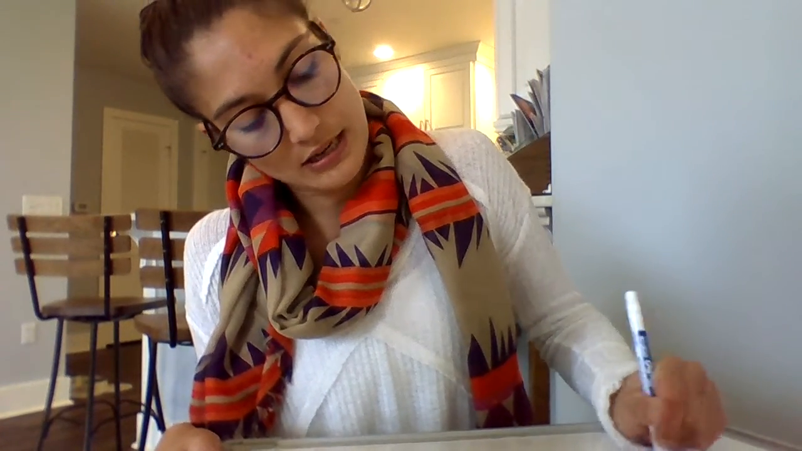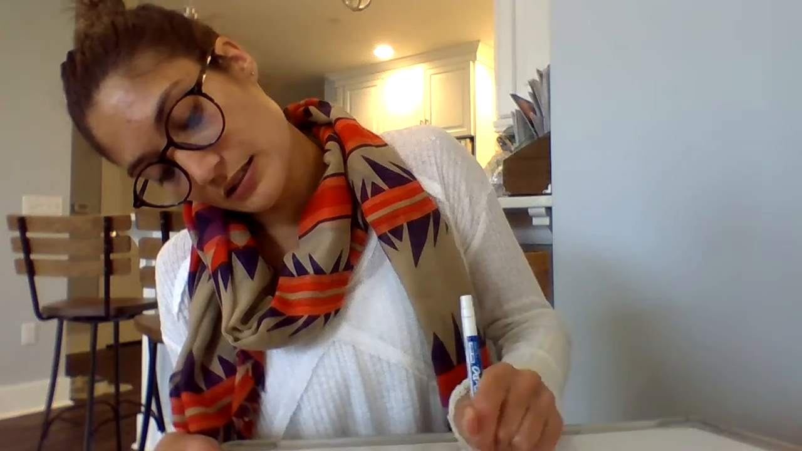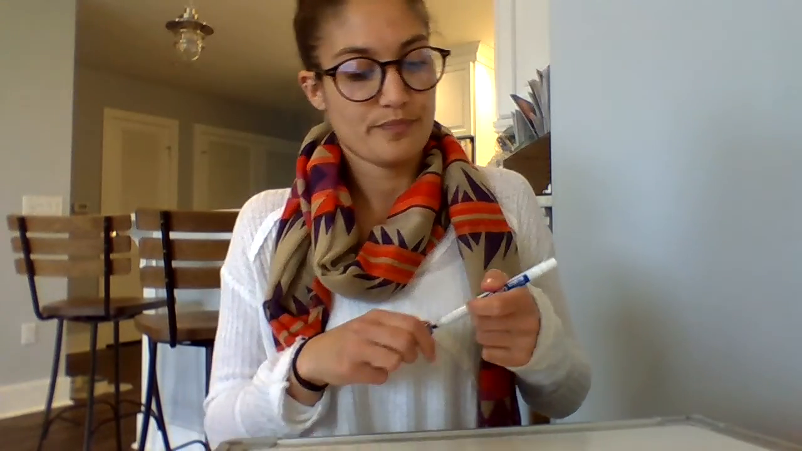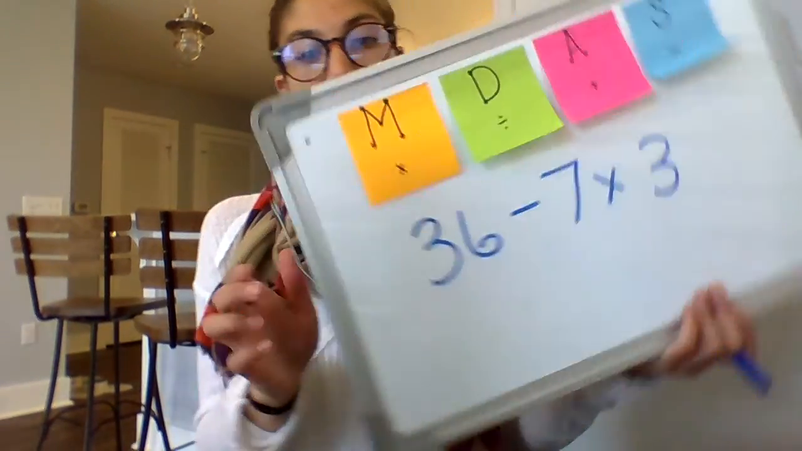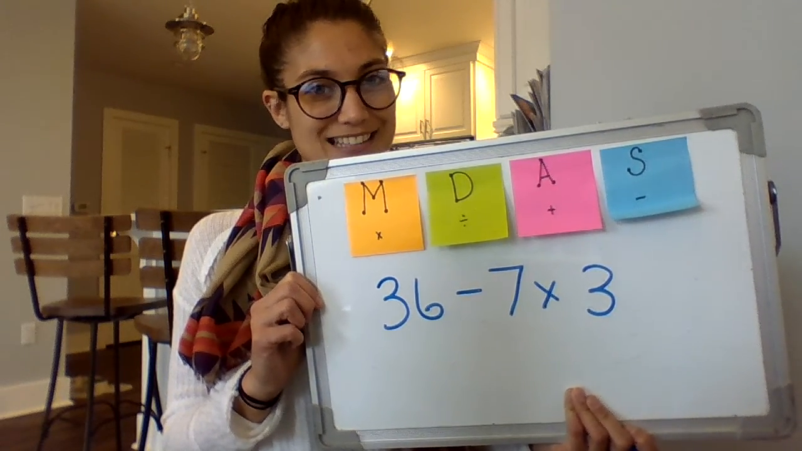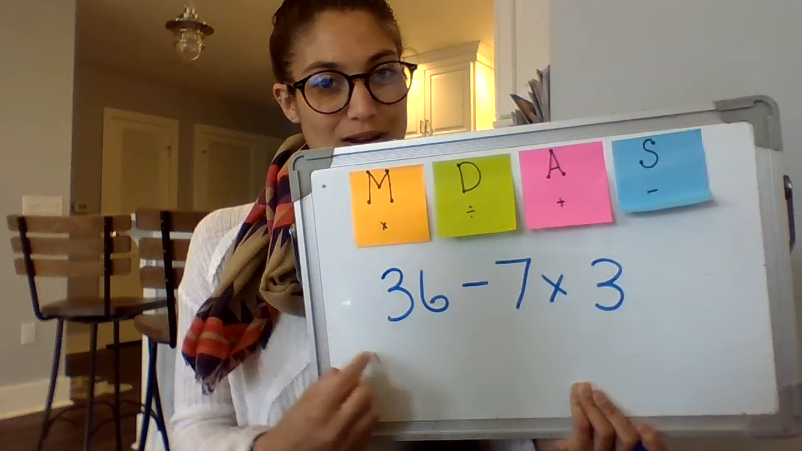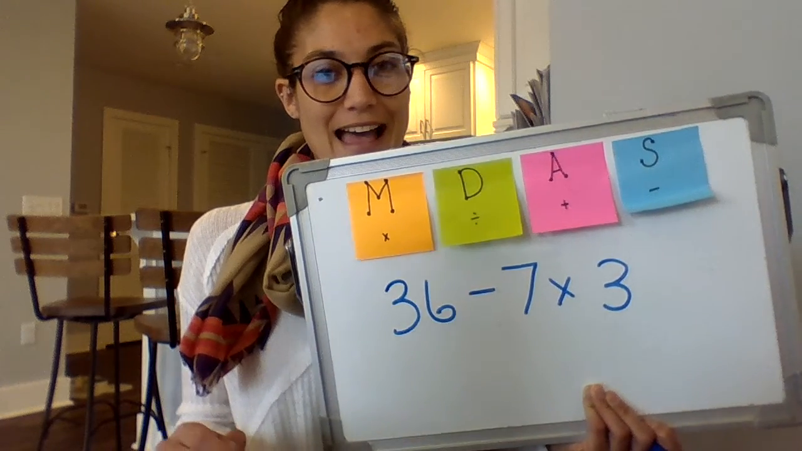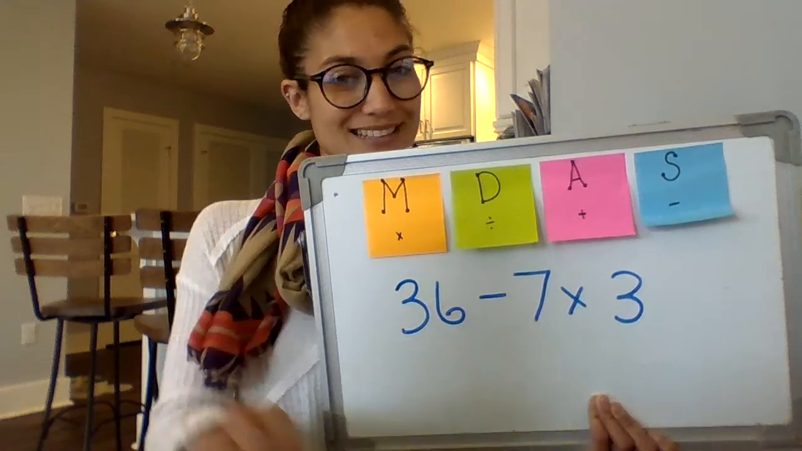All right, you guys are going to try and do 36 minus 7 times 3. 36 minus 7 times 3. All right, guys, good luck. Let me know if you have any questions. Try and solve this. And remember, DOES. Bye.